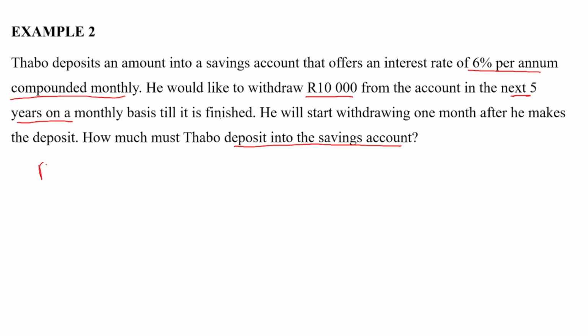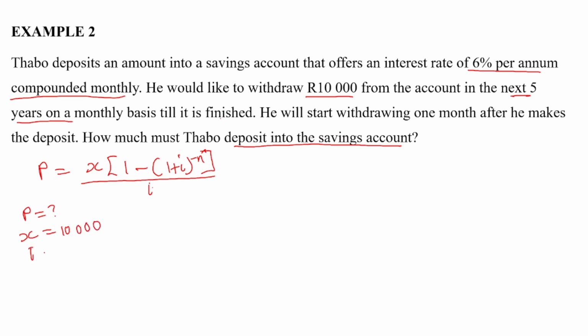So here P is equal to X, then 1 minus 1 plus i to the power negative n, all this over i. We're looking for P, that's what we're looking for. And then X is what? X is 10,000. Right, our i is 0.06 divided by 12, and 5 years monthly, so it's going to be 5 times 12.